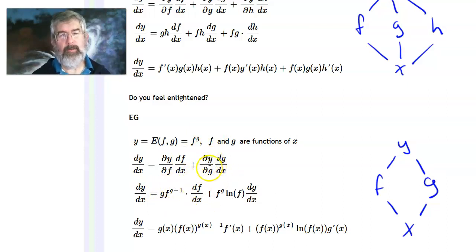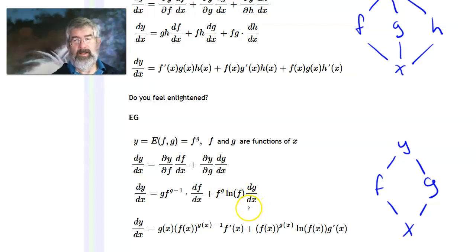Plus, what's the partial of y with respect to g? Well, now if g is a variable and f is the constant, this looks like an exponential function. And the derivative of an exponential function is that same exponential function times the natural log of the base. So there it is right there, times dg dx.